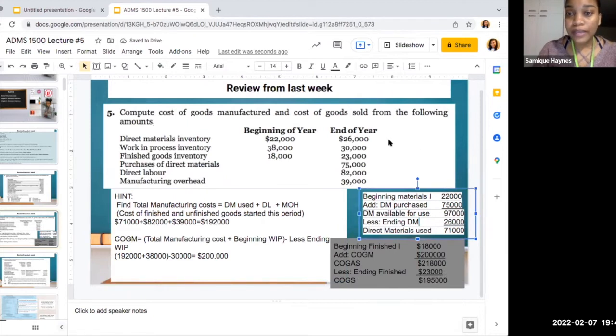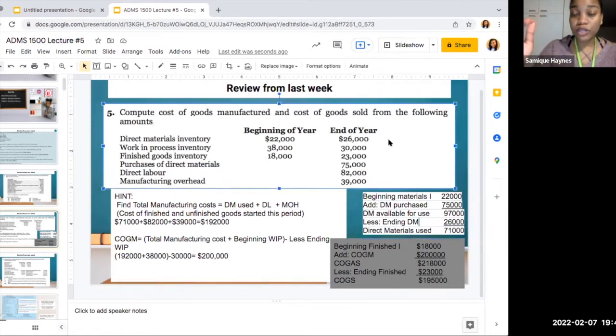So you see how we kind of broke that down? We started with total manufacturing cost, plugged that into the cost of goods manufactured formula, calculated cost of goods manufactured, then plugged cost of goods manufactured into the cost of goods sold formula to come up with our cost of goods sold. Do we see how those things tie in together now? It should be a little bit clearer than last week because it was at the end and we were tired.